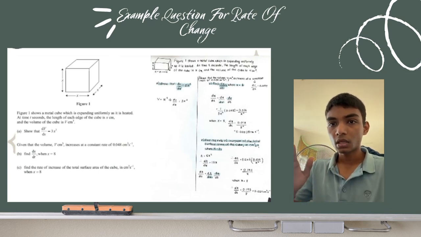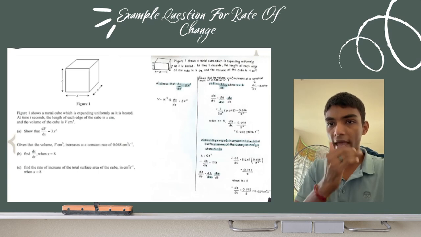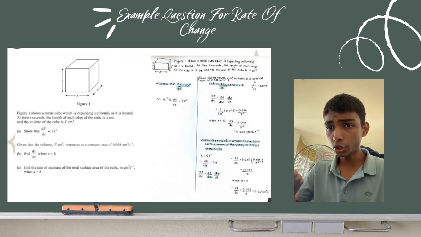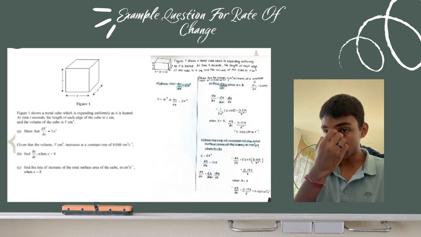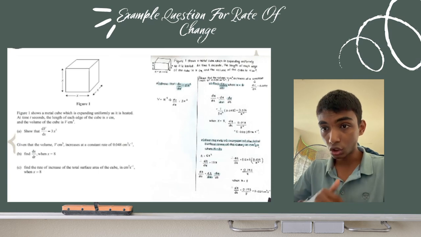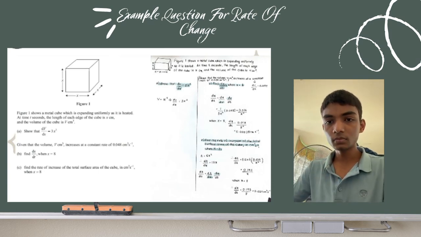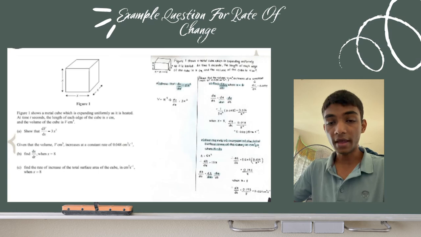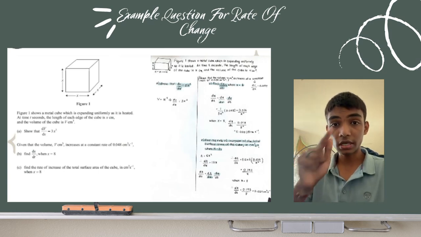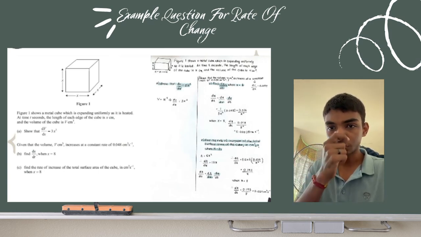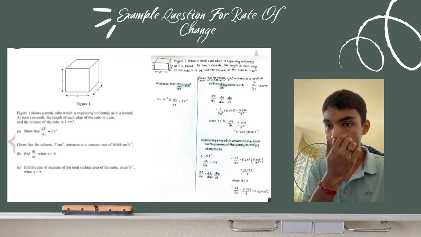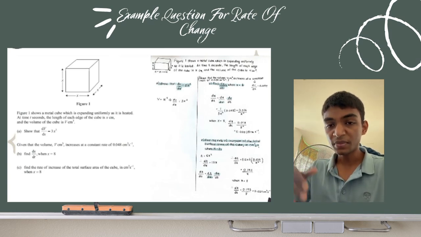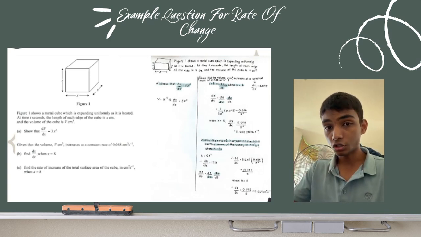A. Show that dv over dx equals 3x squared. Given that the volume v centimeters cubed increases at a constant rate of 0.048 centimeters cubed per second. B. The second question. Find dx over dt when x equals 8. Now in this question they have already given us the value of x, which is 8. Now question number 3, C. Find the rate of increase of the total surface area of the cube in centimeters squared per second when x equals 8. And in this question also, they have already provided us with the x value, which is 8.